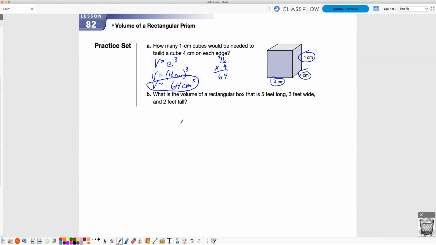And letter B, what is the volume of a rectangular box that is 5 feet long, 3 feet wide, and 2 feet tall? So the volume equals length times width times height. In this case, I see that the volume is 5 feet times 3 feet times 2 feet. And then I have the volume equaling something with cubic feet. 15 times 2 would be 30. So the answer would be 30 cubic feet.